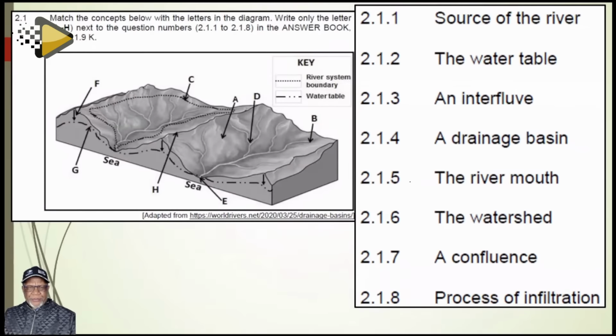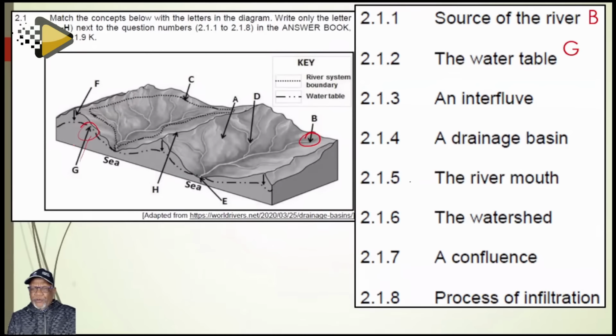Now, the first question is, where is the source of the river? The source of the river will be at B. This is the source of the river. That is where the river originates. And then water table. This line over here is indicating the top surface of groundwater. This is what we call water table, and water table will be indicated by the letter G. This letter G over here is indicating water table.